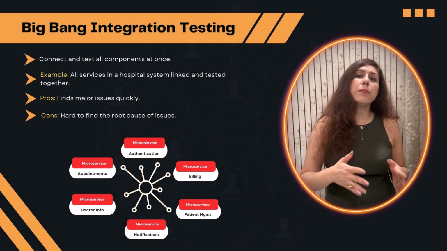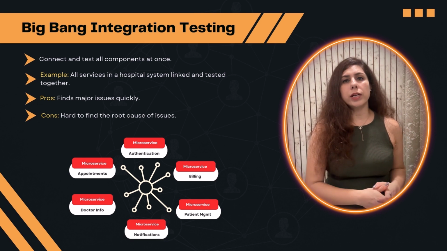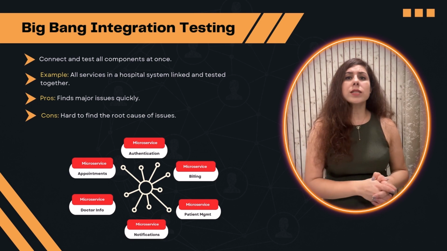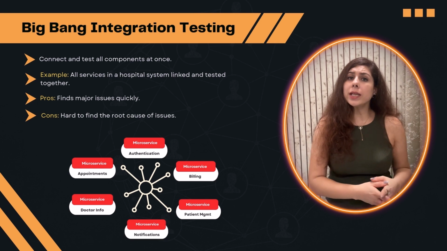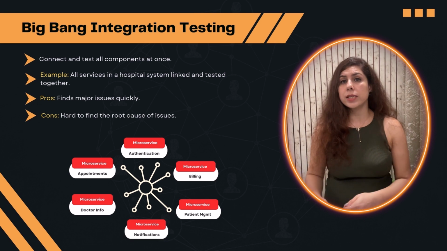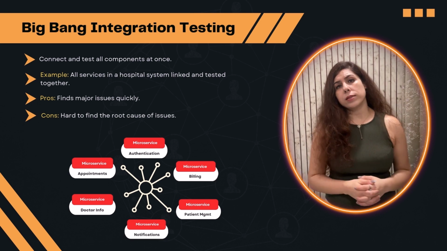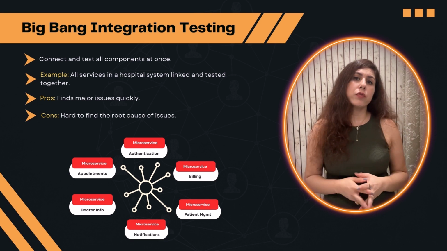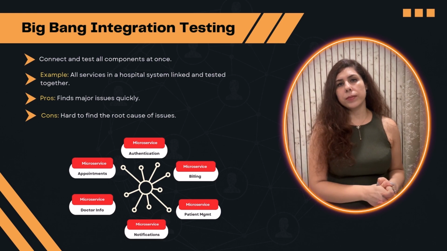For instance, if a patient booked an appointment and paid the money, but the billing failed, it could be an integration issue between the services or something deeper like a database problem. Pinpointing the exact root cause of an issue found in Big Bang integration testing is quite hard when everything is integrated at once. That's why some teams prefer other types of integration testing, such as incremental integration testing.